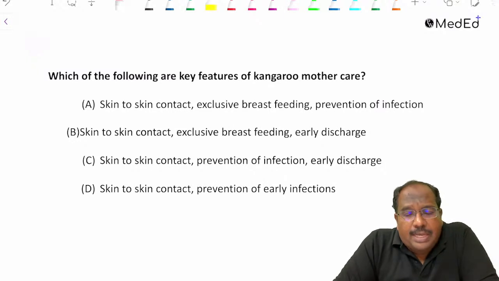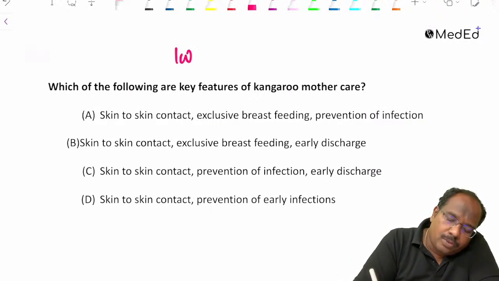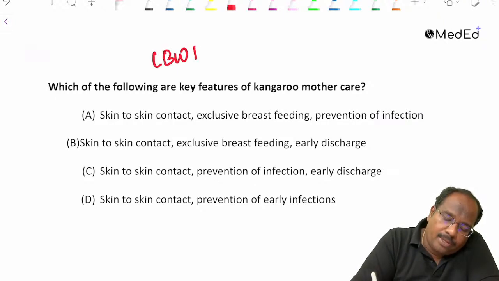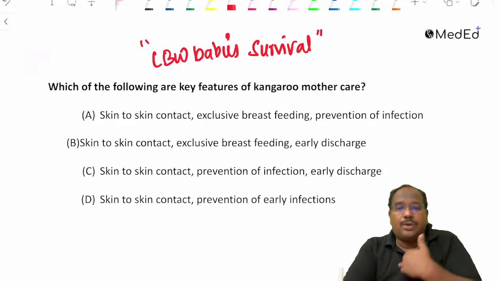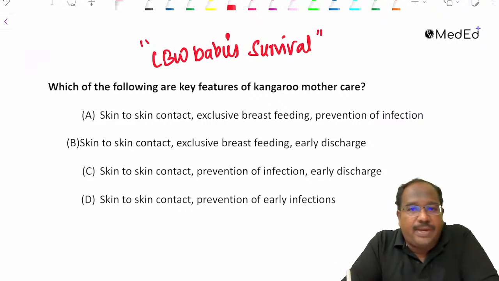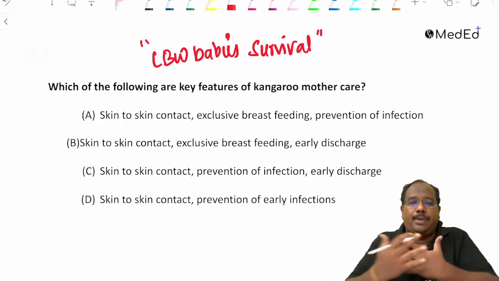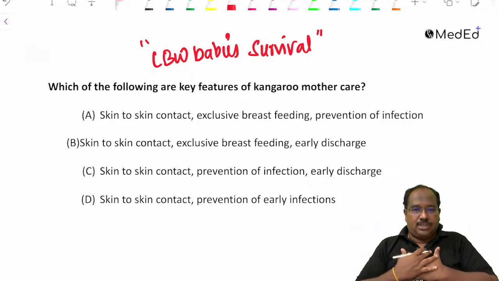Which of the following are key features of Kangaroo mother care? Kangaroo mother care is done for low birth weight babies. This was started in low resource countries to improve the survival of low birth weight babies. What are the components? First is skin to skin positioning. Put the baby on the mother's chest.